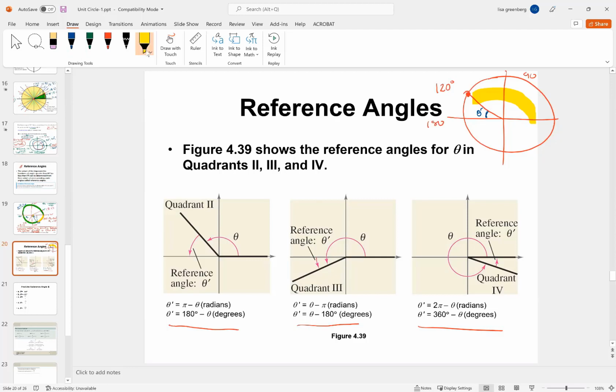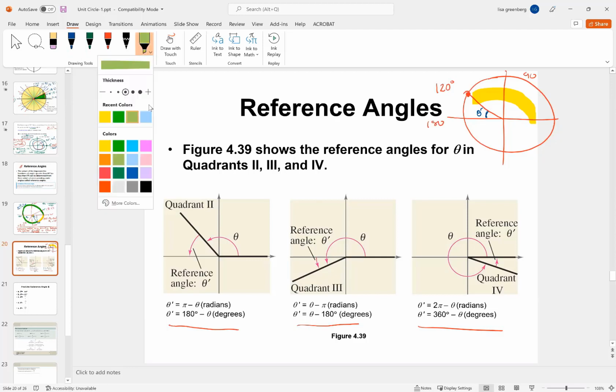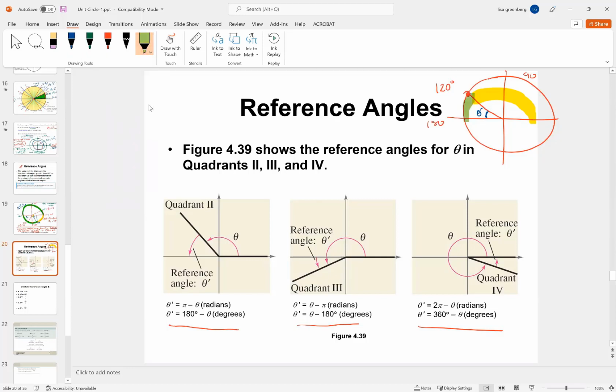And what I really want to know is, what is this angle, right? This angle right here. Well, I know that 120 plus my reference angle is equal to 180. So my reference angle is going to equal 60 degrees. And that's what all these formulas are down here. And I'm going to show you how to do it with radians as well. But so far we're working with degrees just so you get a good idea of what a reference angle is. So hopefully now you have a pretty good idea of what a reference angle is.